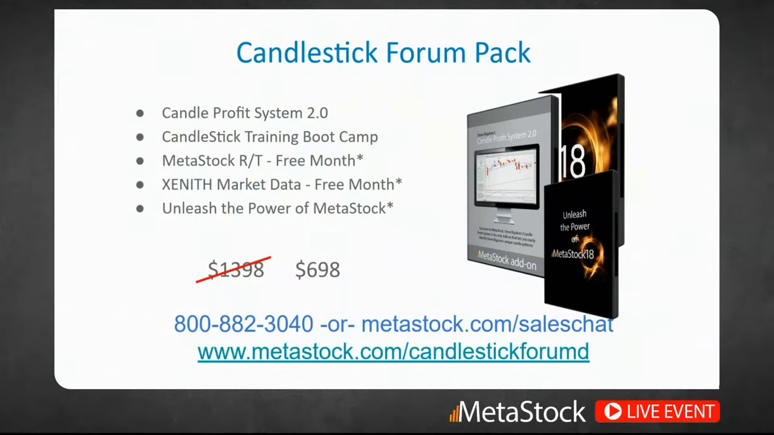MetaStock Real-Time is our real-time version of MetaStock. It'll update in real time. The cost for that starts at about $265 per month, whereas our DC version is about $69 per month. There are ways to get both of those prices lower. The real difference is that all the scanning is available in either version. It's just whether or not you have access to intraday data during the day.